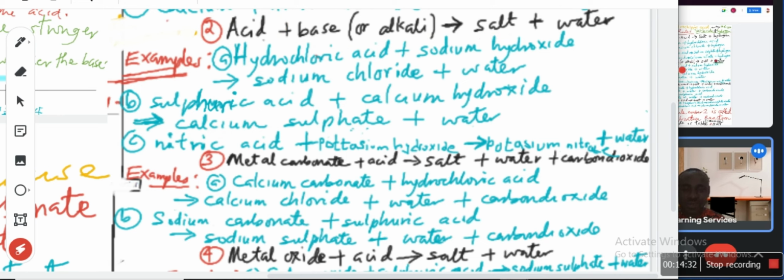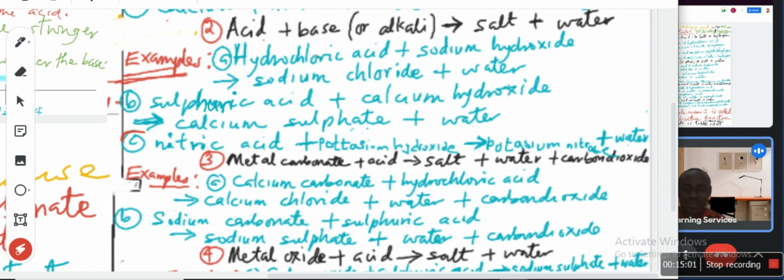The salt, tell me the salt in examples A and B. What's the salt in example A and what's the salt in example B? So A is sodium chloride. Beautiful. And B is calcium hydroxide. Are you sure? B is calcium sulfate. Calcium sulfate is the salt in B. Sodium chloride is the salt in A.